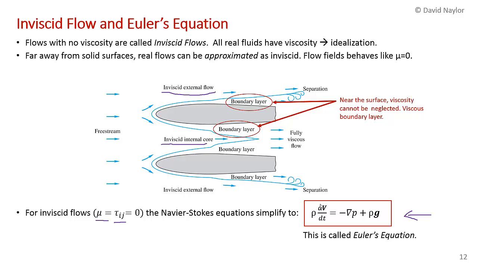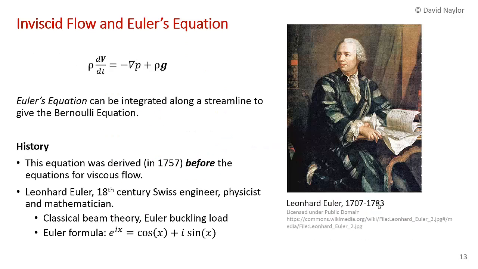So what you're left with here is rho Dv/Dt. Now recall that this term here is the substantive derivative. And then you've got the pressure gradient and the body force due to gravity. Here I've rewritten Euler's equation again.